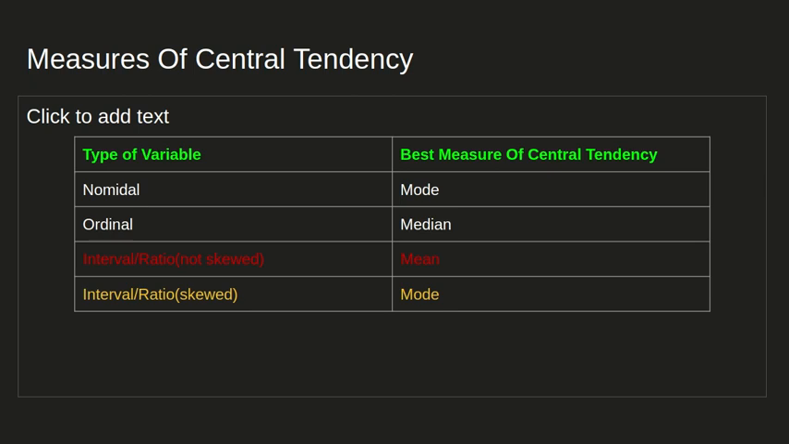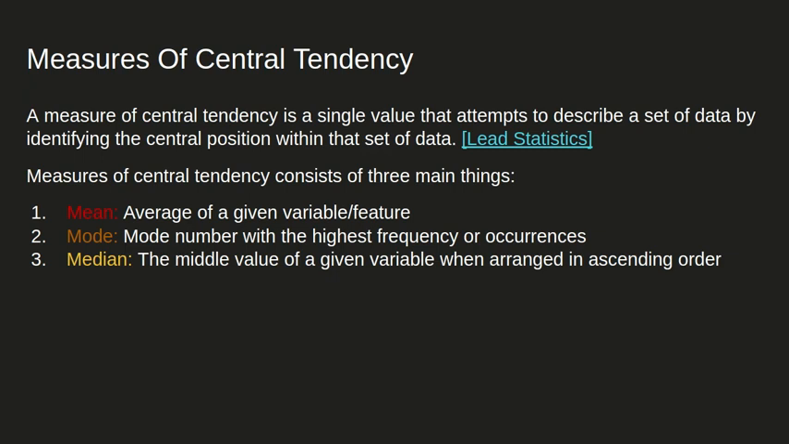In measures of central tendency, we have different types of variables. We have nominal variables, we have ordinal, and we have interval, which is also called ratio. So how do the measures of central tendency relate to this? If you have nominal data, that means data in which the order doesn't really matter. There's no hierarchy of things. For example, if you have a gender column, male or female, there's no order in between those. There's no hierarchy between male and female.